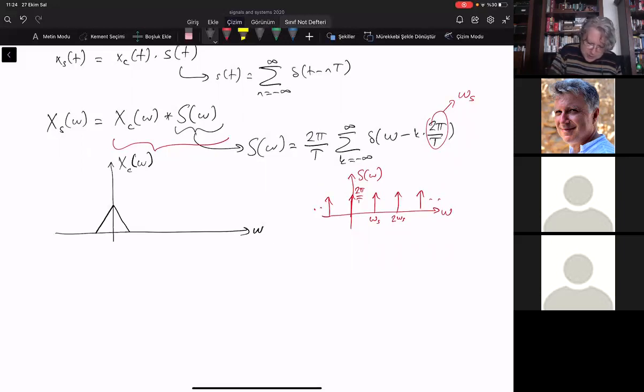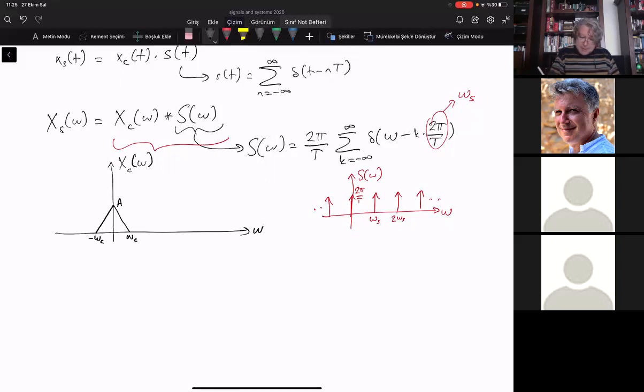I am going to say that this is omega c. And let's assume that it's a real signal, because of the conjugate symmetry of X sub c of omega, it is also from minus omega c. So minus omega c to omega c, we have a value, a peak value, let's notate by A or something like that.